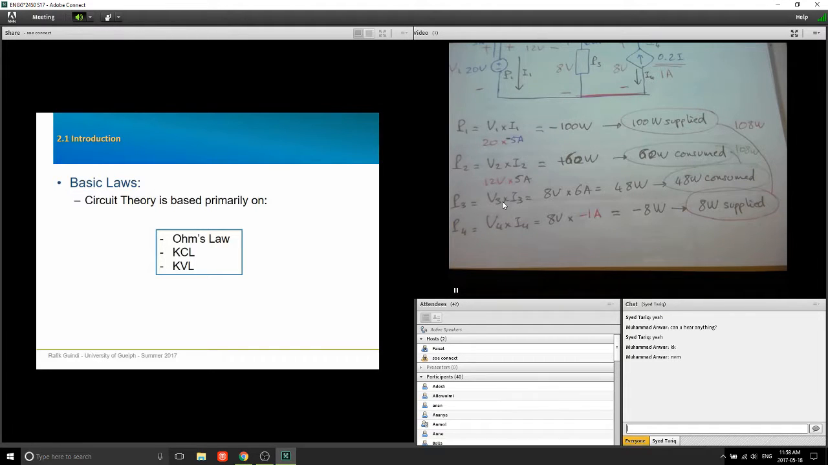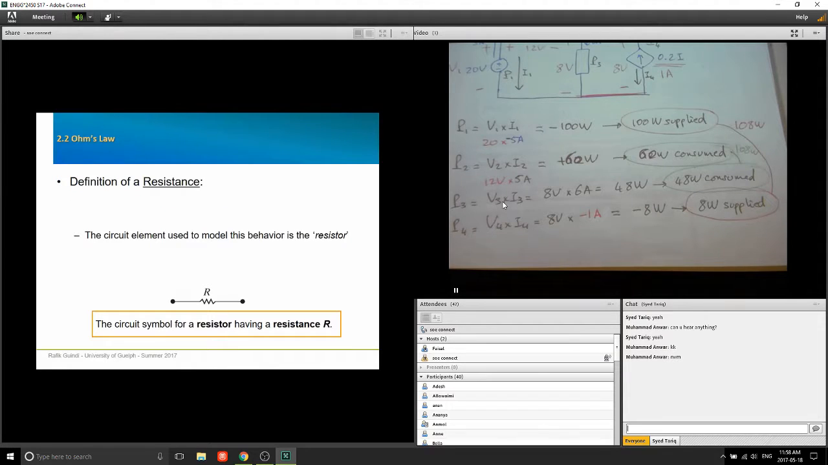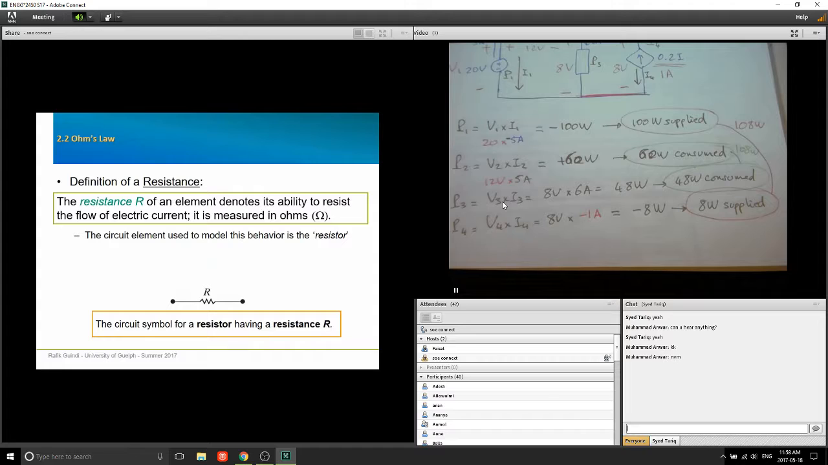Not any element, no. It doesn't work for any element. You want to give it a try? I'm not quite sure. Absolutely, exactly. Okay, so V equals IR. That's what it is. So it's a definition of a resistance.